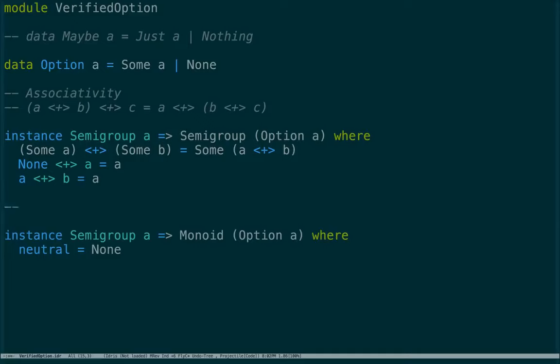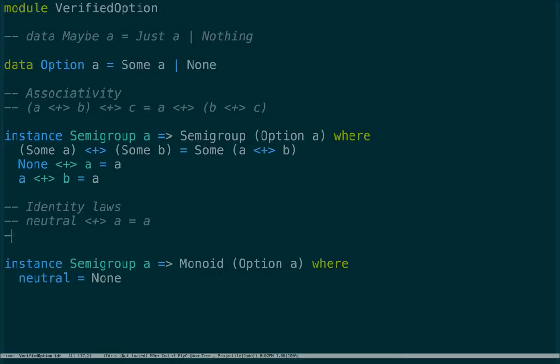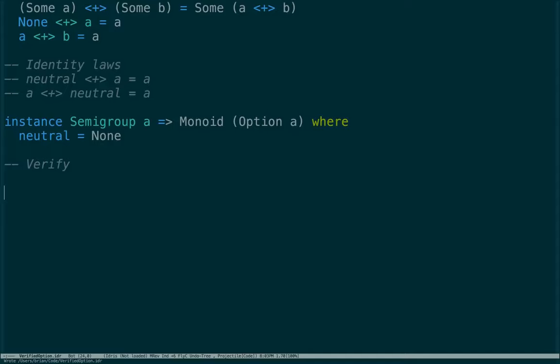This has two laws, the identity laws. These are the left identity law, which says that neutral plus an element equals that element, and the right identity law, which says that element plus the neutral element equals that element. So instead of writing a QuickCheck for it, we should be able to verify that these laws hold for all values, not just 100 values that we try, or not just 1,000 values that we try. It should hold for all values, and I want to verify that. So Idris has got this type class called verified semigroup.